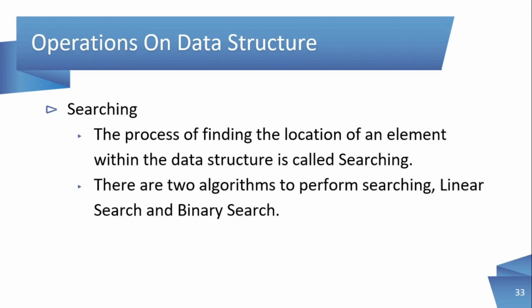Searching. The process of finding the location of an element within the data structure is called searching. There are two algorithms to perform searching: linear search and binary search. Searching is the process of finding a given value positioned in a list of values. It decides whether a search key is present in the data or not. It is the algorithmic process of finding a particular item in a collection of items. Searching algorithms are designed to check for an element or retrieve an element from any data structure where it is stored.